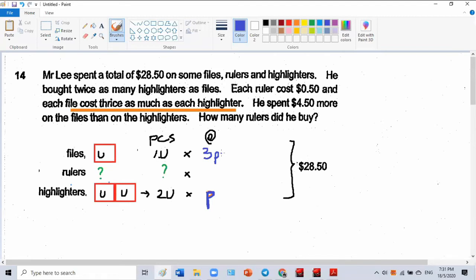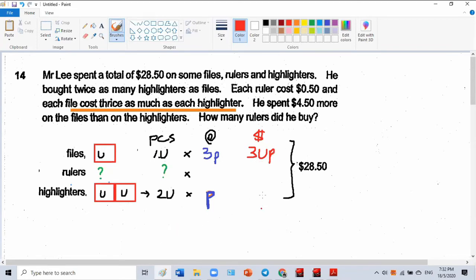Now, if you have one piece at three times the price, what is the money that you pay? If you have one piece and you pay 3P, what is the money that you pay? One unit times three. One U times 3P is three unit times the price. I don't know what it is. Not usual price, unit times the price.